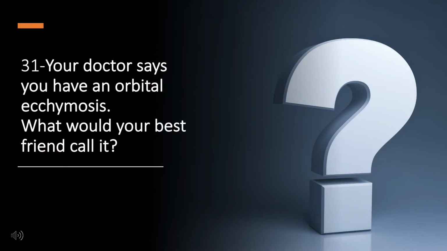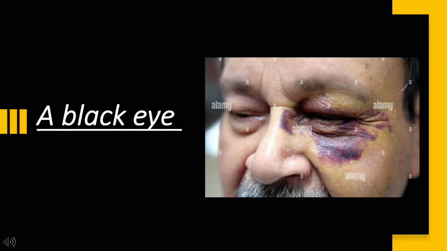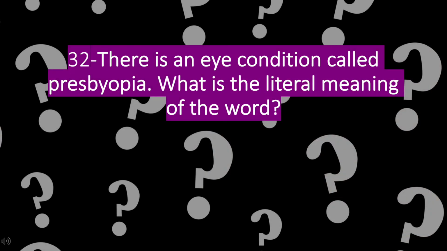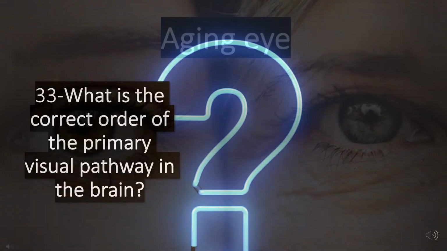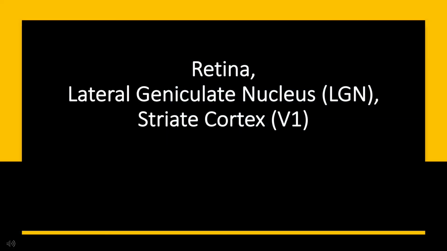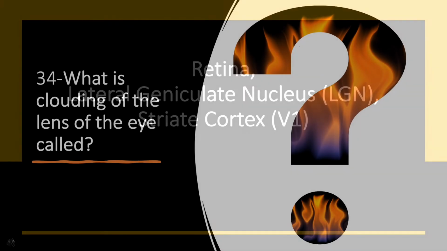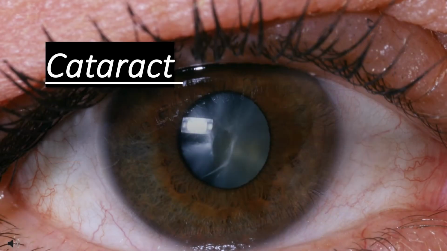31. Your doctor says you have an orbital ecchymosis. What would your best friend call it? A black eye. 32. There is an eye condition called presbyopia. What is the literal meaning of the word? Aging eye. 33. What is the correct order of the primary visual pathway in the brain? Retina, lateral geniculate nucleus, LGN, striate cortex V1. 34. What is clouding of the lens of the eye called? Cataract.